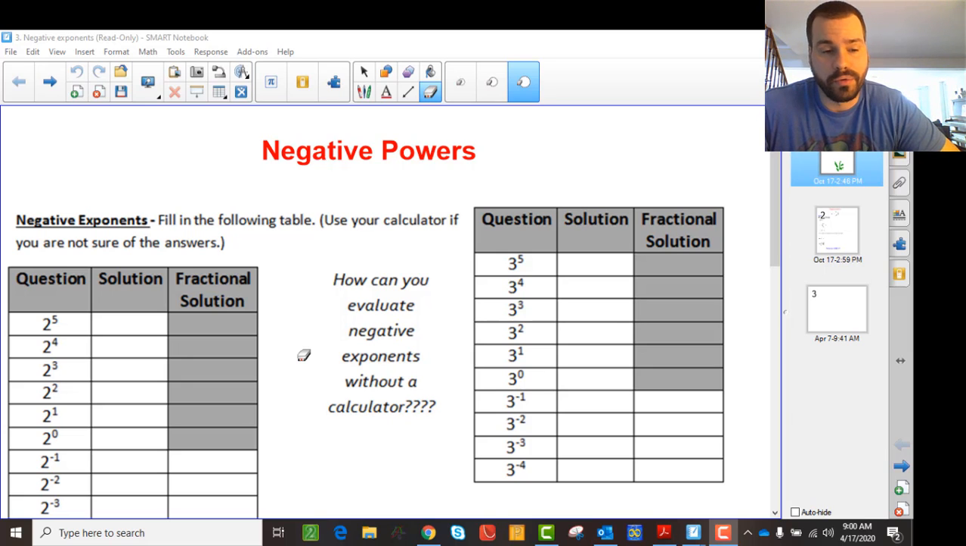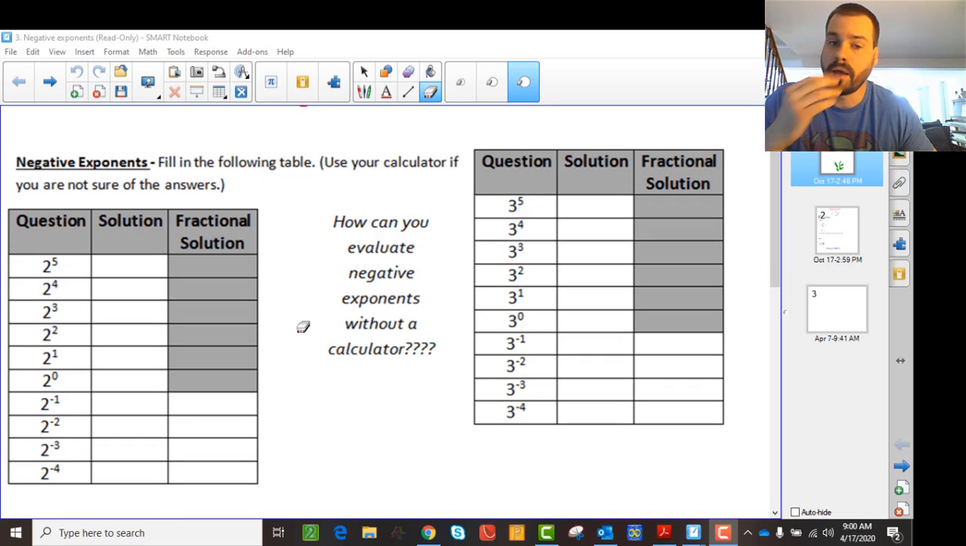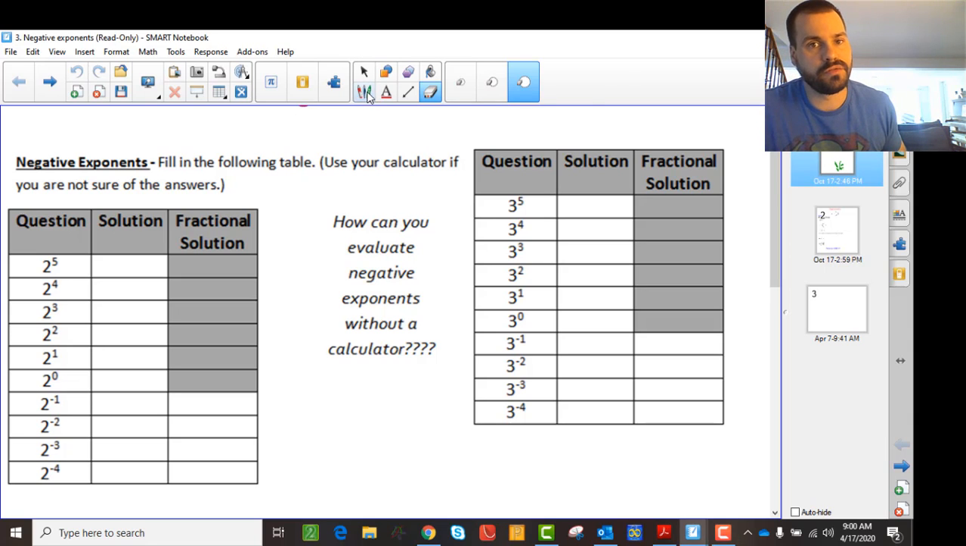I want to discuss negative powers with you because we've talked about rational powers and we've talked about integer powers. So now what happens when you have a negative? What we want to do is fill in this table, and I would encourage you to take some time to do it before you watch me do it. We're going to fill in this table using our calculator, and then try to figure out what the pattern might be to evaluate negative exponents without a calculator, so that we can see the effect of our negatives. So I would encourage you to pause the video and try this on your own first.